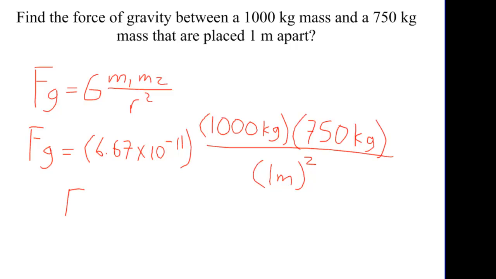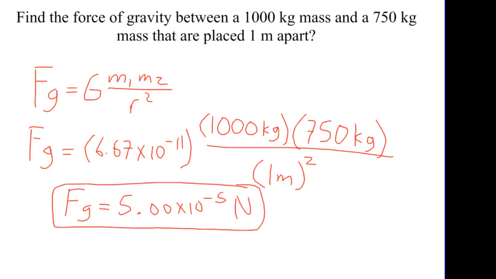We get a very small force of gravity here because this is indeed very small masses in terms of gravity, only 850 kilograms. It's not going to be large enough to have a significant force of gravity. And we get 5.00 times 10 to the negative 5th newtons is our answer there. A very small force of gravity. They are close together, but they're relatively small masses in terms of gravitation as a force.